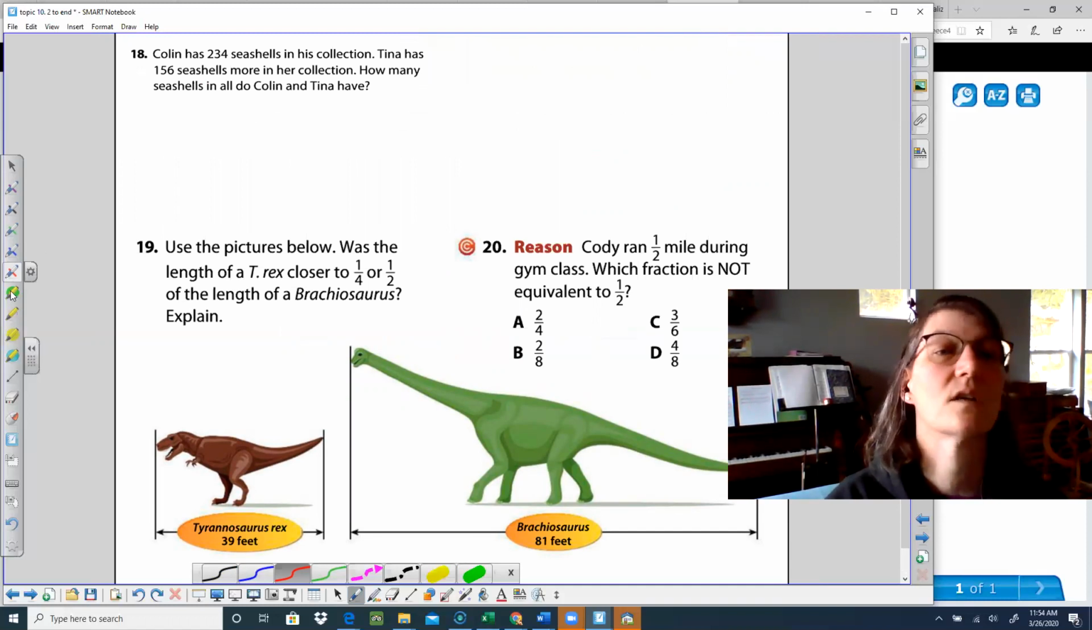So they're trying to trick you with this one. They've given us the 234. They've given us the 156, but they gave us a clue word. More.